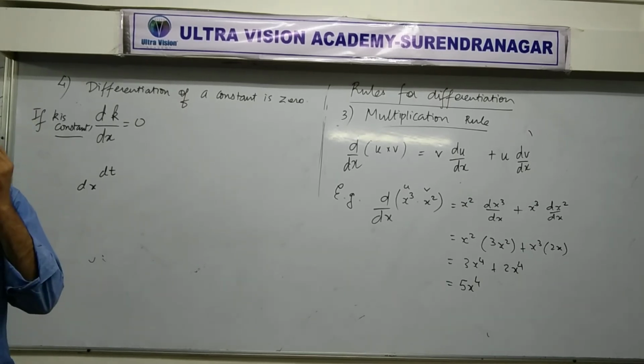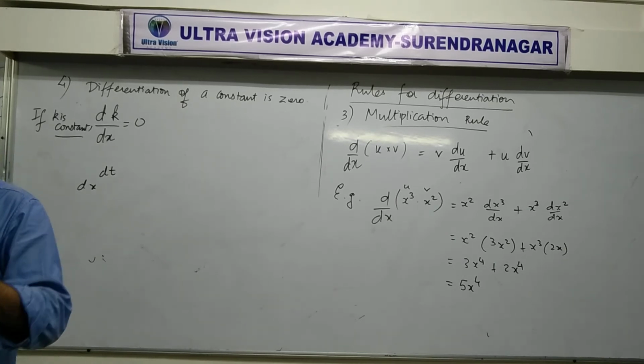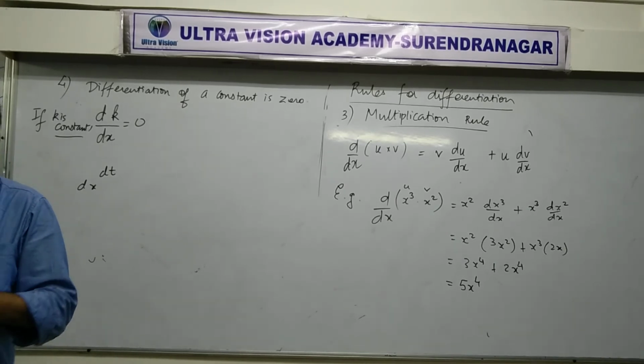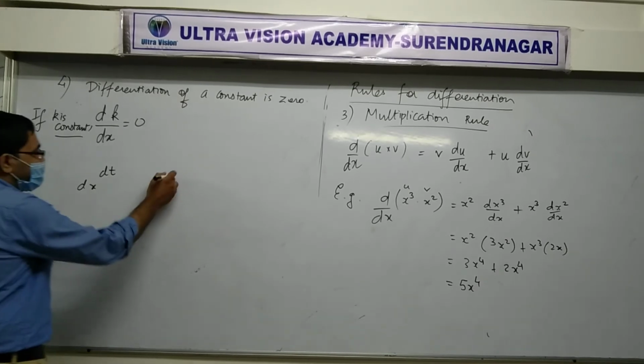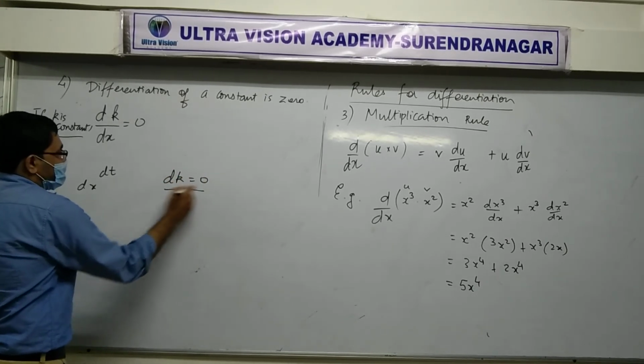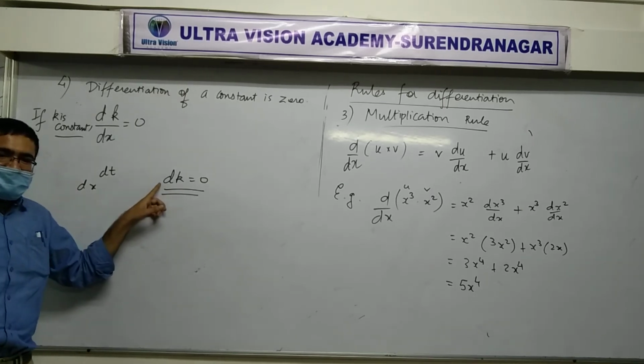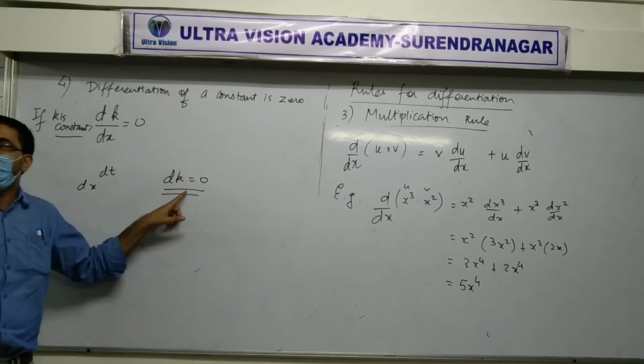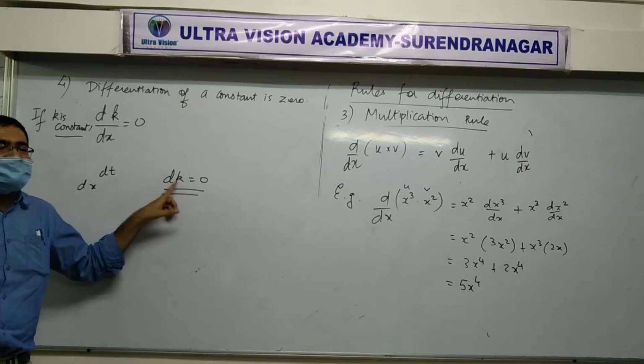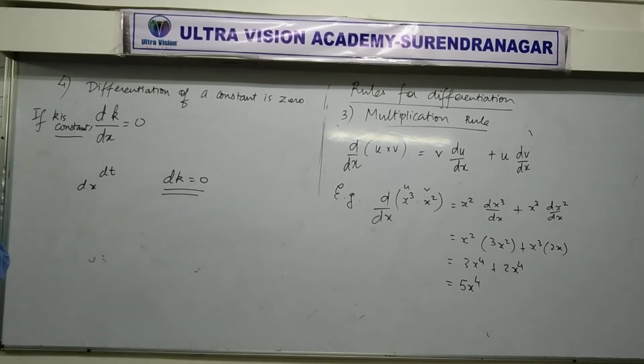It will always remain the same. It never changes. That's called a constant. Yes or no? Yes. So then, do you realize that dk should always be 0? What's the meaning of dk? Small change in k. But k is a constant. How much can be a change in a constant?